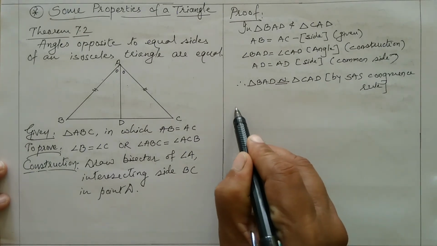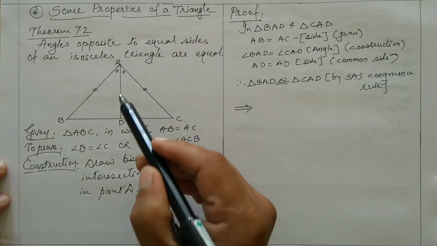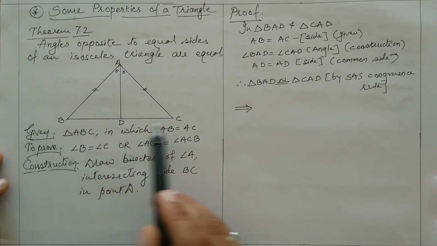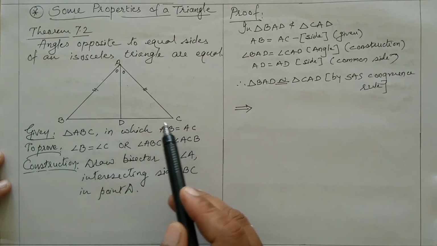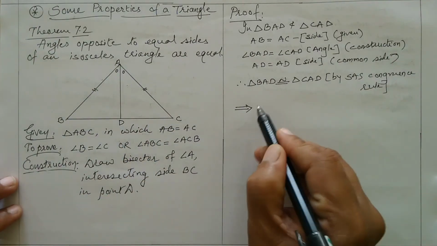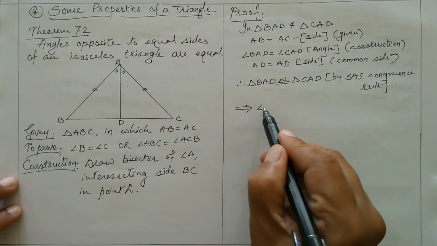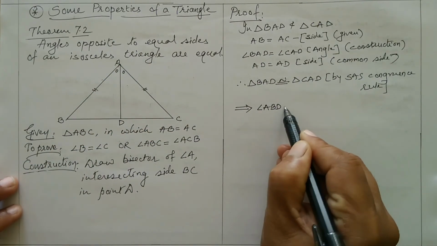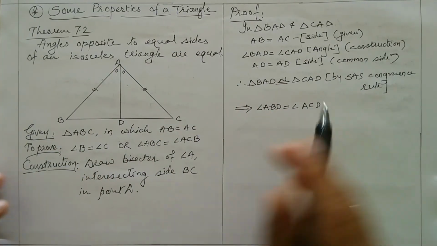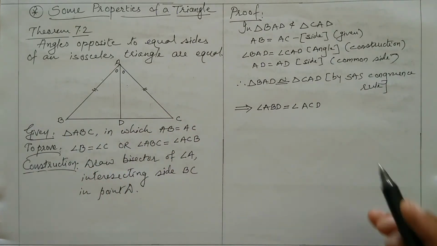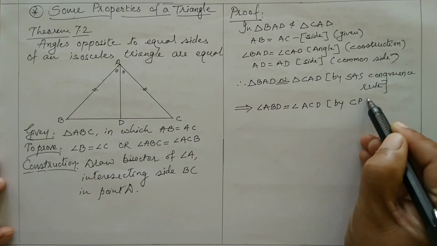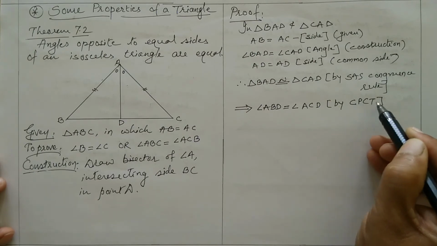So what are the remaining parts? They are the angles and sides BD and CD. BD is congruent to CD, angle ADB is congruent to angle ADC, but we don't want all the parts. What is our target? Our target is angle B equal to angle C. So we can write angle ABD is equal to angle ACD. If two triangles are congruent, the remaining corresponding parts are automatically congruent. So here we write by CPCT, corresponding parts of congruent triangles.